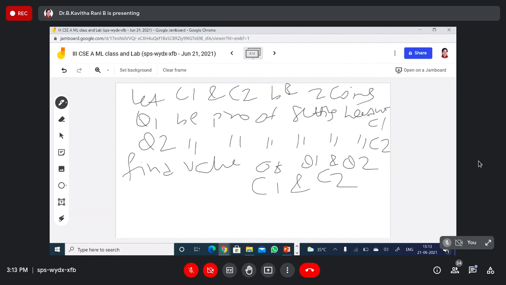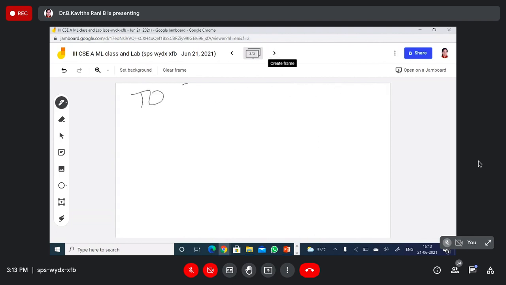Different times we are tossing the coins. What is the probability of getting heads for C1? What is the probability of getting heads for C2? That we have to find here. Okay, so now toss for 5 times, choosing any of the coins randomly.